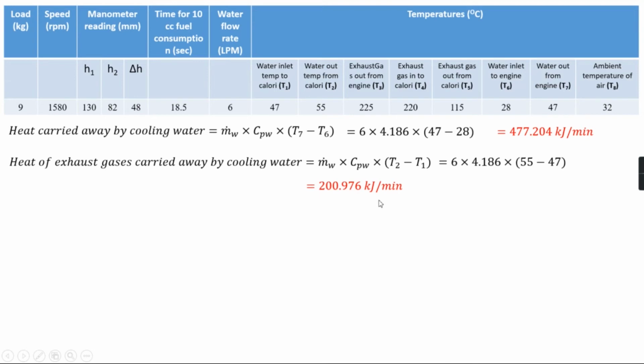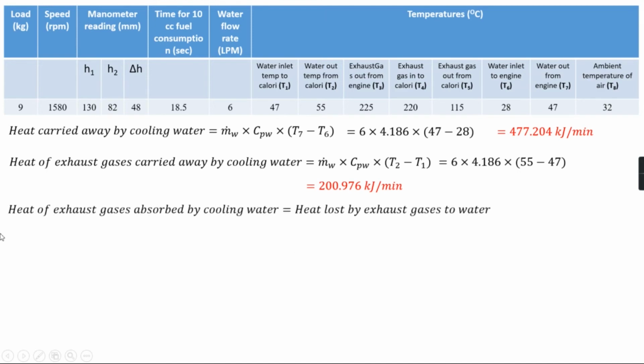200.97 kilojoule per minute. So that is the heat carried away by the cooling water which is supplied into the calorimeter, or that is nothing but the heat which is lost by the exhaust gases into the calorimeter. So I can write, heat of exhaust gases absorbed by cooling water is equal to heat of exhaust gases lost to the water.